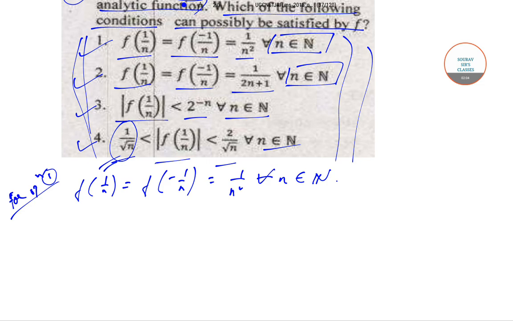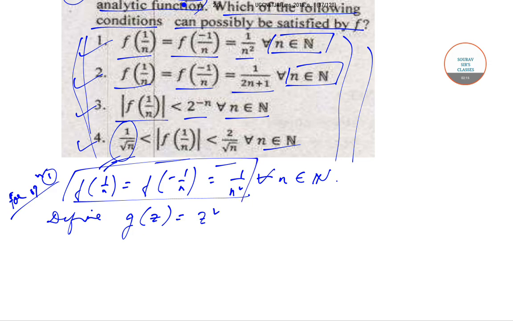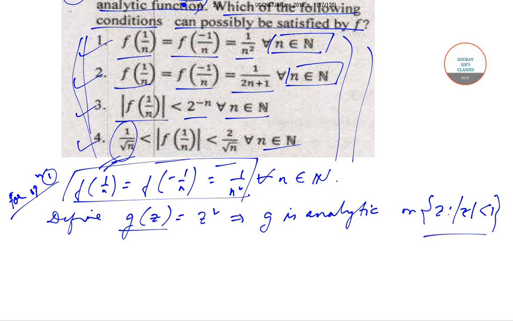So we can definitely define a function g of z, which is equal to z square. From this structure we can define a function g of z which is equal to z square, and that will mean that g is analytic on z such that mod of z is less than 1. So this is the definition that we have been given. Now if we find out g of 1 by n, g of 1 by n will be equal to 1 by n square, and g of minus 1 by n will also be equal to 1 by n square.